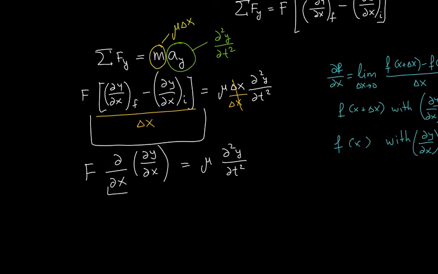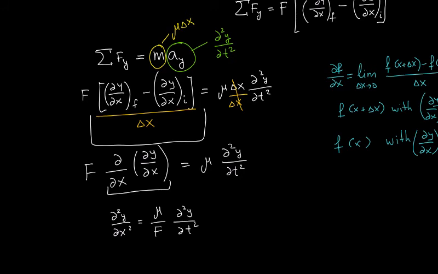Now let's move on. This expression here, I can write as d2y/dx2 equals mu over F times d2y/dt2.